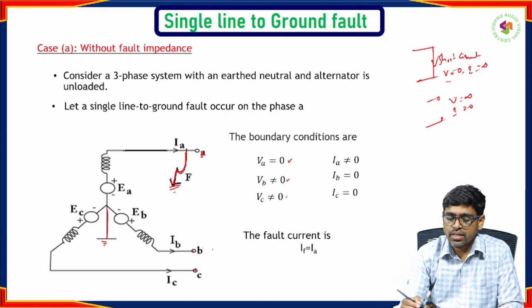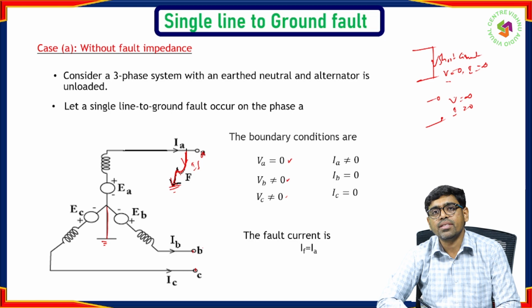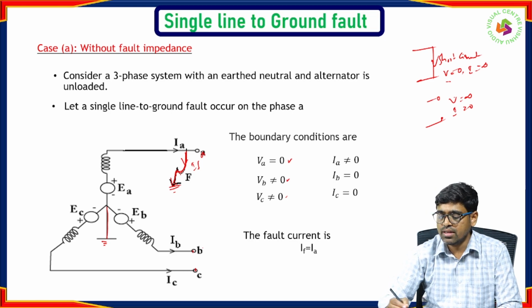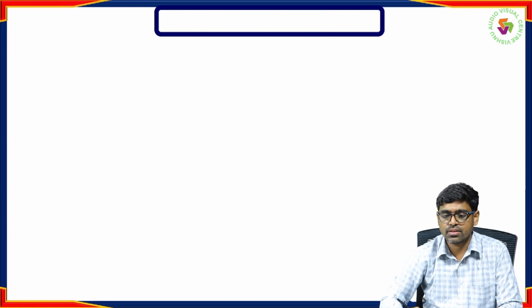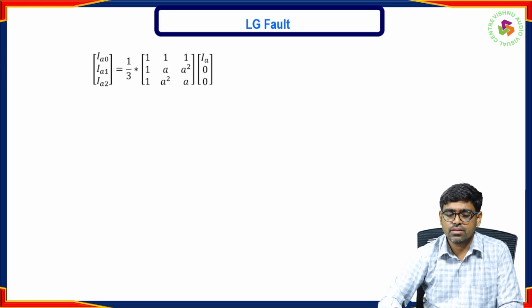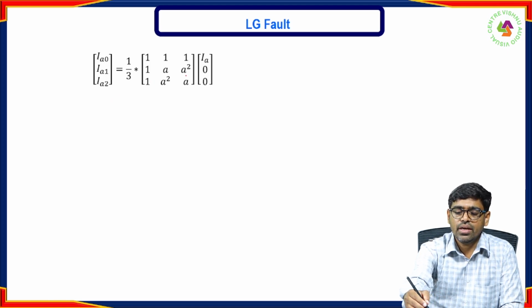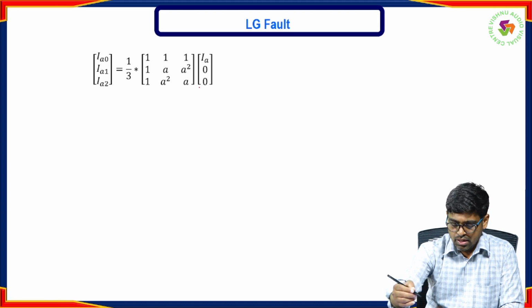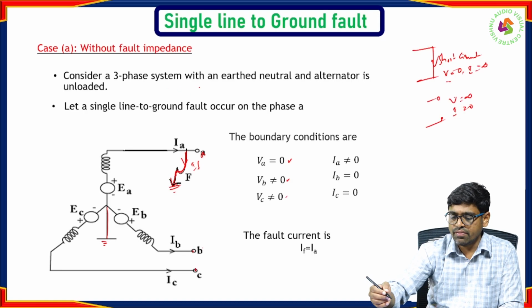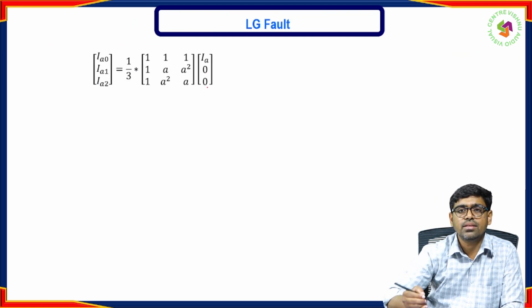And this is the fault current. The fault is occurring at phase A and the fault current is flowing in phase A. So how can we get this LG fault? IA0, IA1, IA2 are the symmetrical quantities, and we write 1 by 3 times the matrix of 1, 1, 1, 1, a square, a, 1, a, a square. We write these boundary condition values, since IB equal to 0 and IC equal to 0.